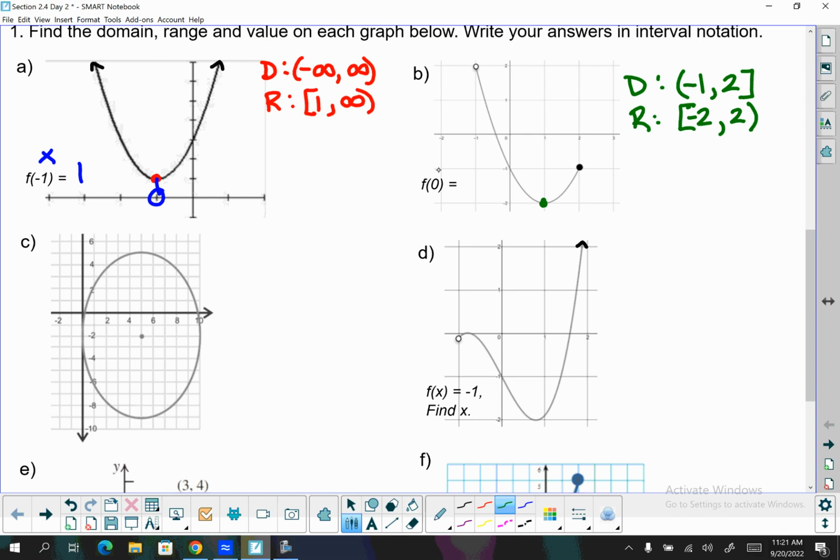Evaluating the function notation says evaluate f of 0. So that means my x is 0. What's the other half of the point? 0 what is on this graph? What is it? -1. Perfect. That's that point right there. (0, -1) is on this graph. Okay.